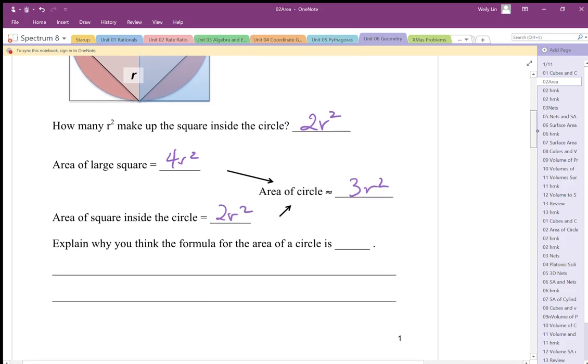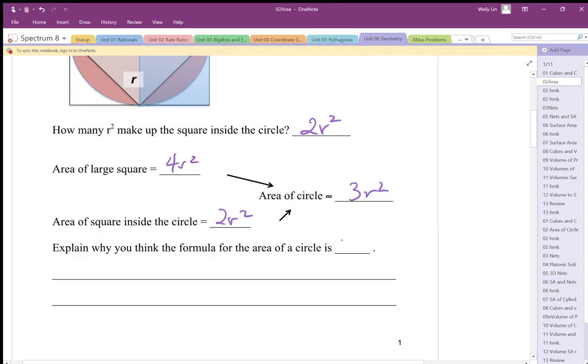The formula for the area of a circle, from what we've learned before, is pi r squared. Why can we say that pi r squared is a reasonable estimate of the area of a circle? Well, a good reason is that pi is approximately 3.14, which is close to our estimate of 3r squared. So pi r squared makes sense.